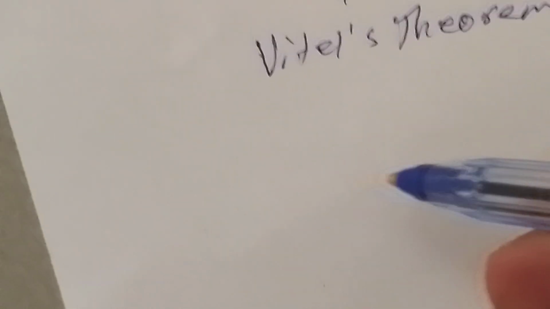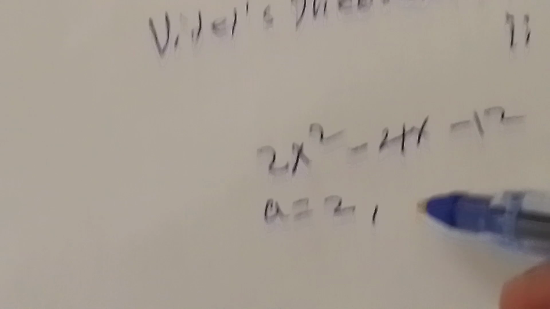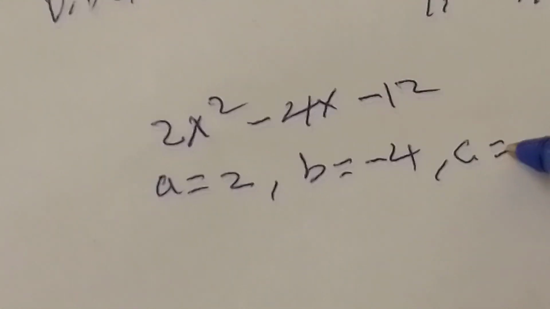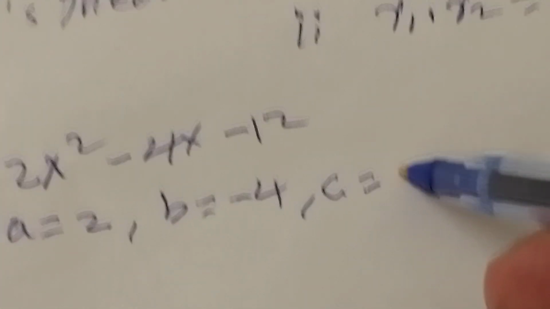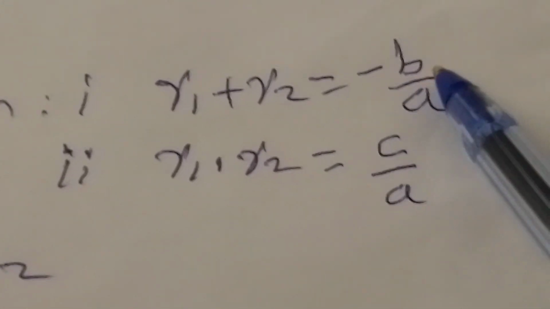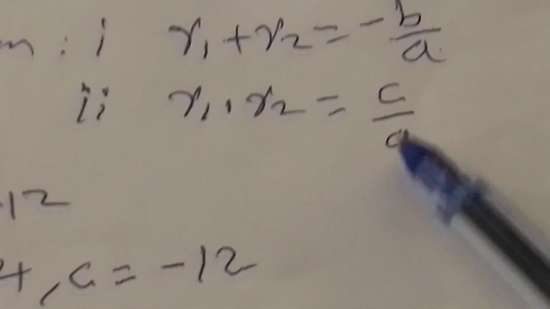Under this, we have 2x square minus 4x minus 12. Here a is equal to 2, b is equal to minus 4, the coefficient of x, and c is equal to negative 12. And we have the formula: the sum of the two roots r1 plus r2 is minus b over a. The product of the two roots r1 times r2 is c over a.